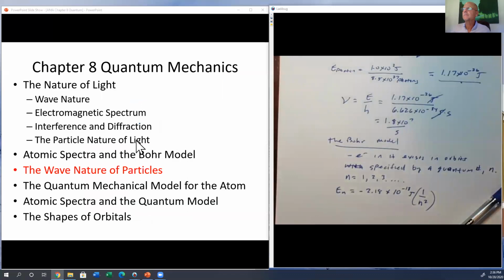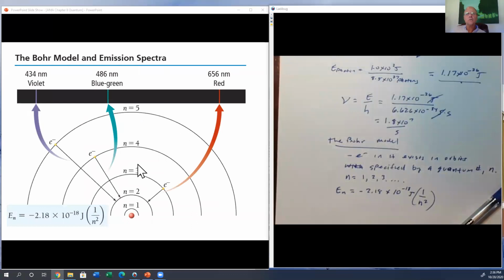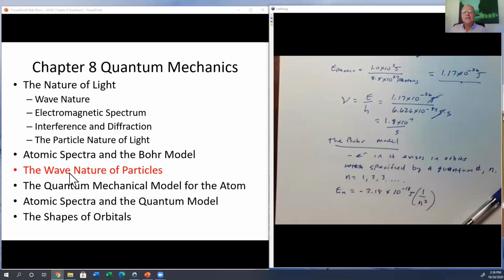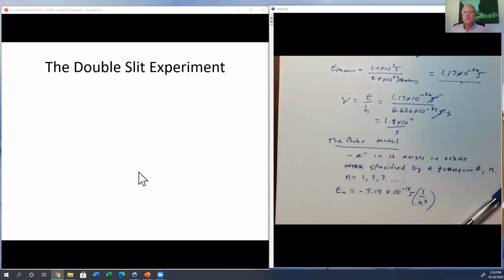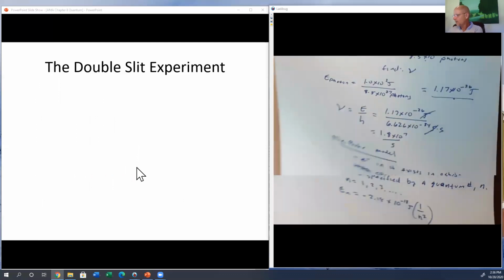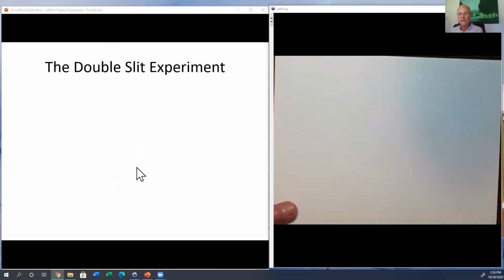So again, that was just the first attempt at quantizing the energy of the electron in the atom. Again, this model is outdated now. It's not correct. We need a new model. The new model has to take into account the wave nature of electrons. And the double slit experiment helps us to understand the wave nature of electrons. So I'm going to walk you through the double slit experiment. You already saw a video on it, right?